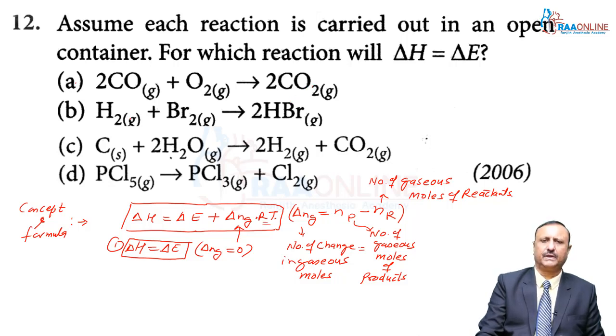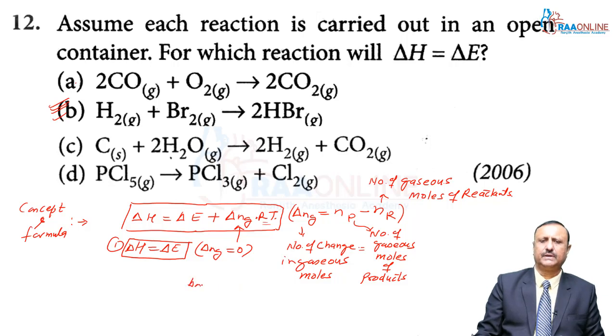You can go to the B option, H2 plus Br2, 1 mole of hydrogen, 1 mole of Br2, you get 2 moles, and here you also get 2 moles. 2 minus 2, that is equal to 0. So my dear students, this is your answer, question number 12, B is the answer. Why? Because 2 minus 2 is equal to 0.